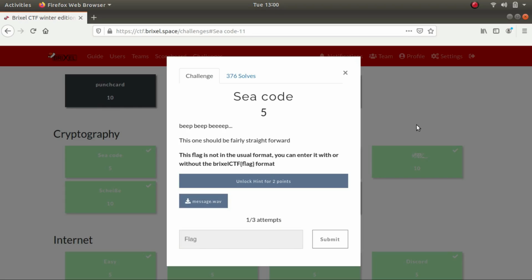So this video is about the challenges in the cryptographic category in the Brixel CTF challenge. The first challenge that we have says beep beep beep. This one should be fairly straightforward. I've already downloaded the WAV file, so let's go ahead and play it.